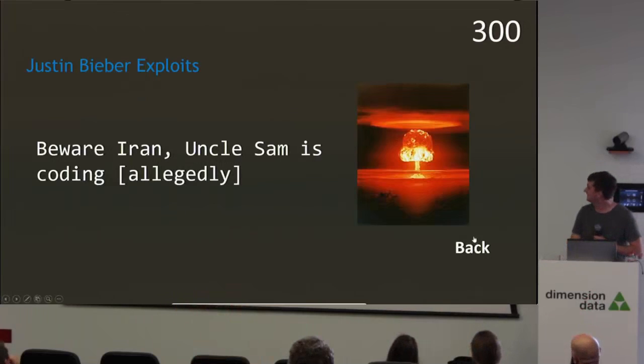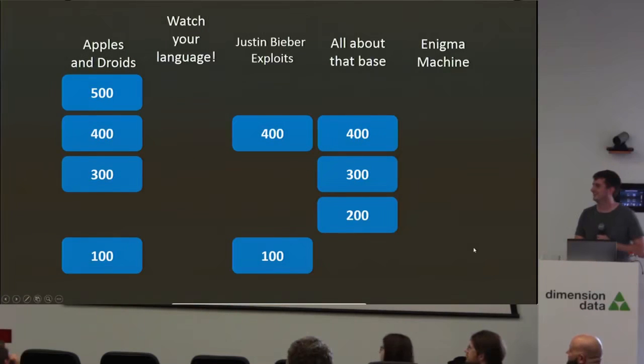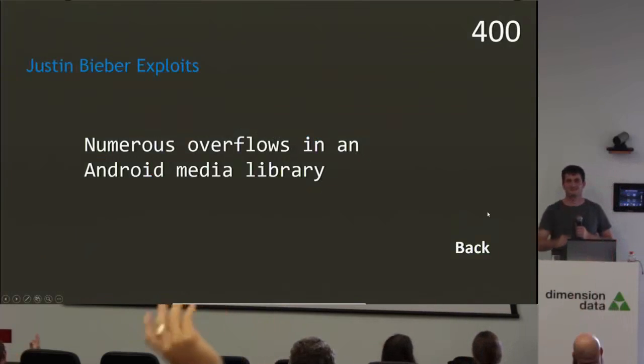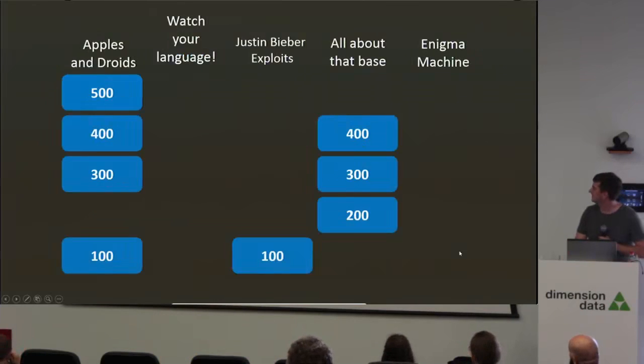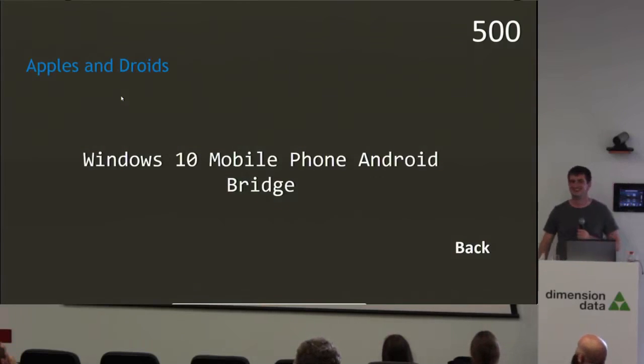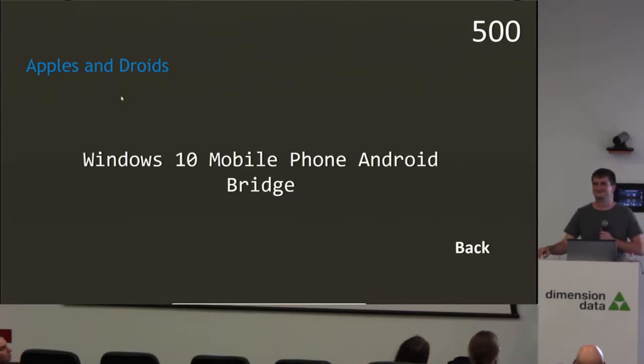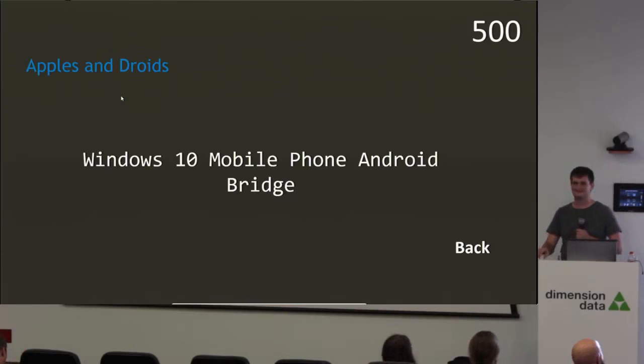Correct. There's another one. Let's carry on with Justin Bieber exploits 1. Correct. Yeah. Apples and Droids 500. Keep kicking. She may not answer because I gave her a radio. I have 500. Well, it's 500 points. Okay, that's Project Astoria.